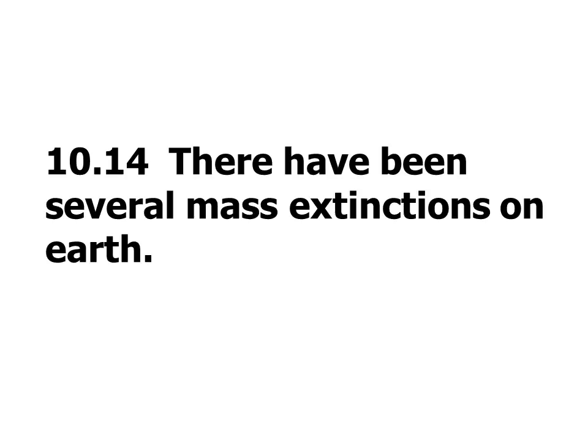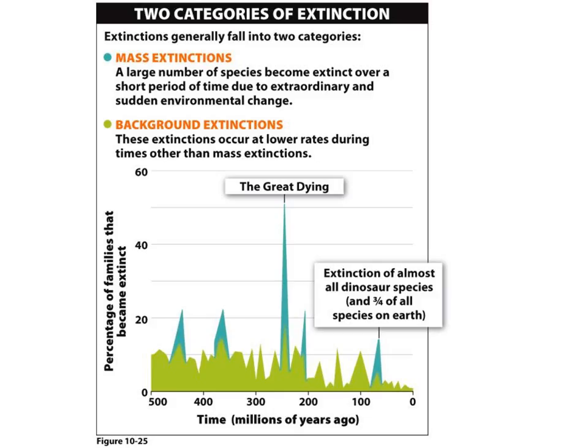I wanted to talk about this because I don't think a lot of people know this. There have been several mass extinctions on Earth. If the past is a guide to the future, we know this: no species lasts forever. So that's showing you here, you probably know about that mass extinction. So extinction of almost all dinosaur species, and actually 3/4 of all species on Earth. That happened approximately 90 million years ago.